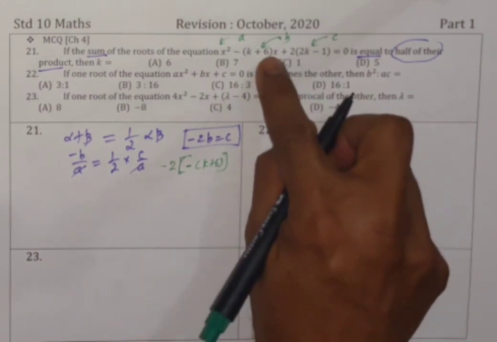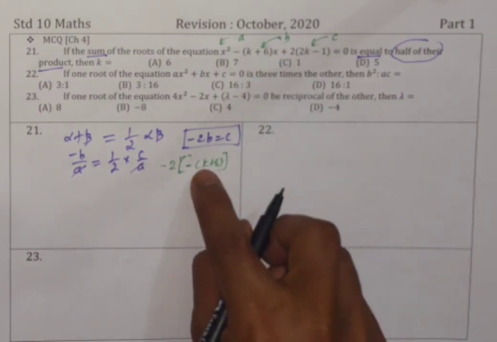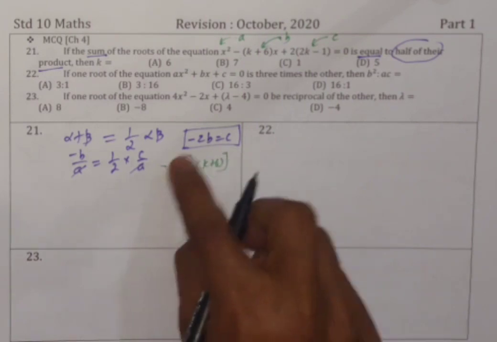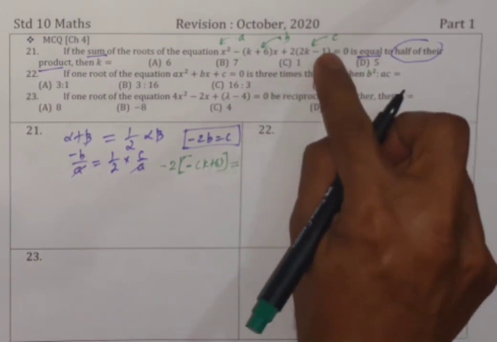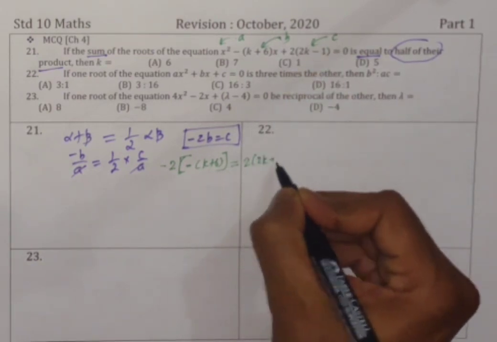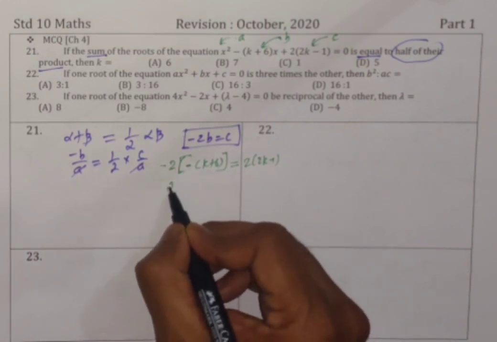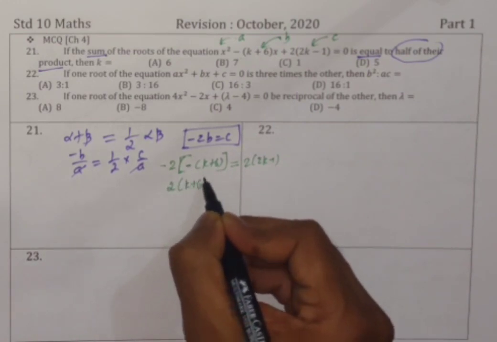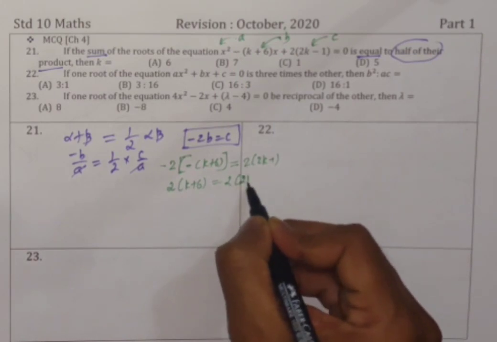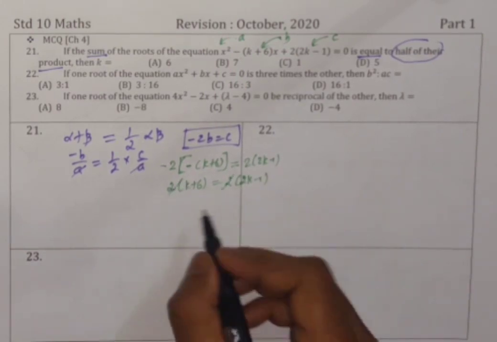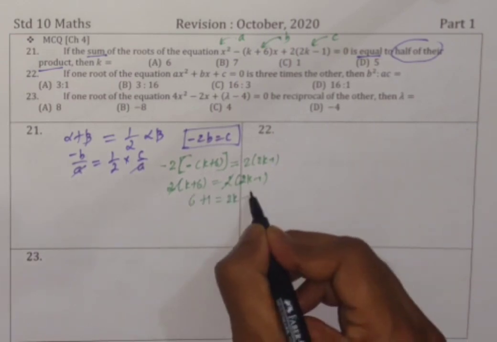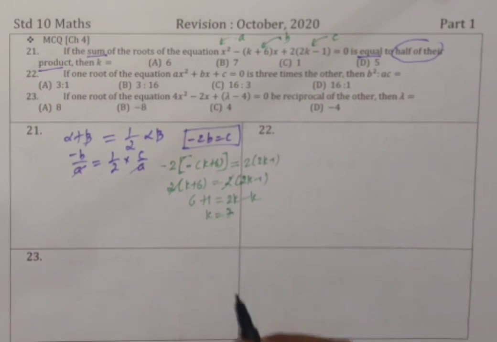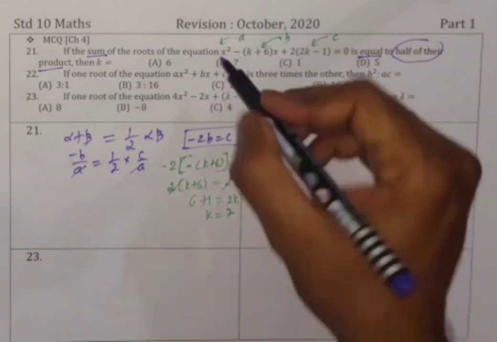Be careful, I am using 2 brackets, because the value of b is minus of k plus 6 in the large bracket, and this minus 2 is multiplied with b is equal to c. c is what? 2 times 2k minus 1. Minus minus becomes plus, 2 times k plus 6 is equal to 2 times 2k minus 1. 2 cancels. So we get 6, this minus 1 comes to this side, 2k minus k. So k is equal to 7. So what is the value of k? 7. Do you have that option?